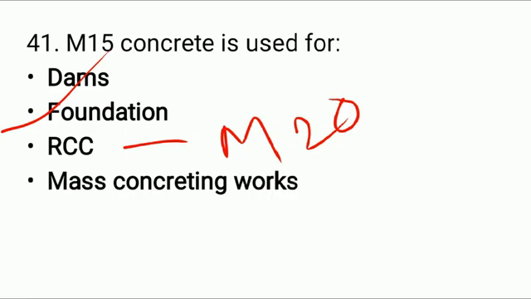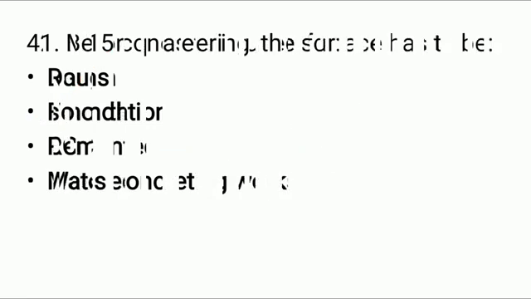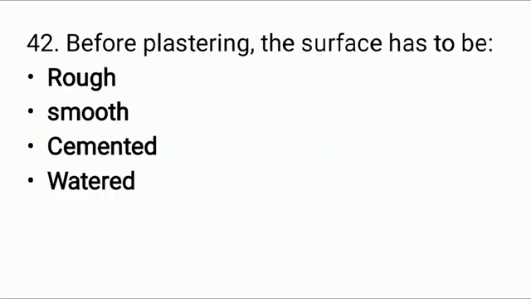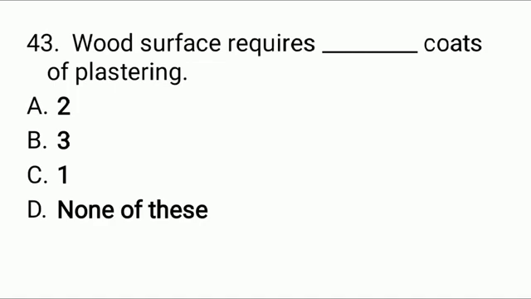Okay, next question. Before plastering, the surface has to be what? Before plastering, the surface has to be rough, right? So our answer will be A. Next question. Wood surface requires dash coat of plastering. So wood surface requires only one coat of plastering. Okay, so our answer will be C.